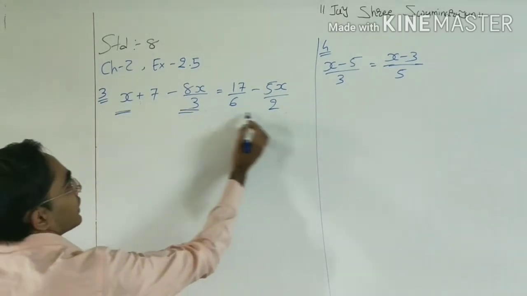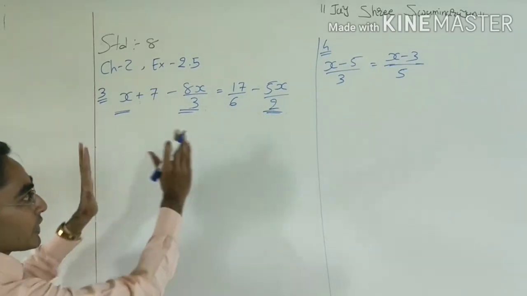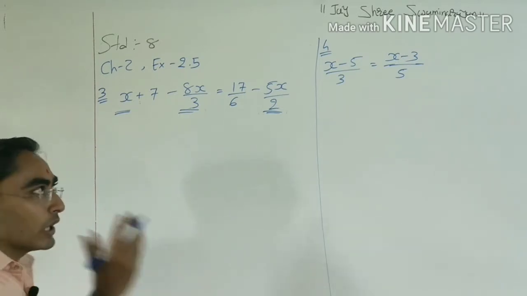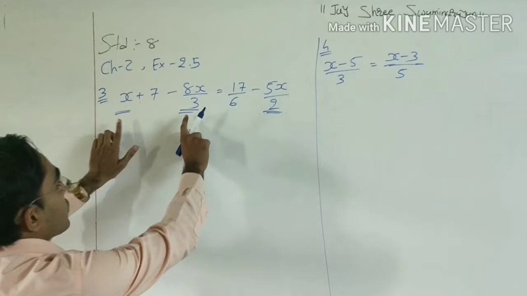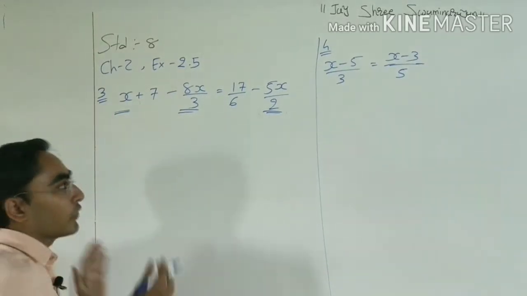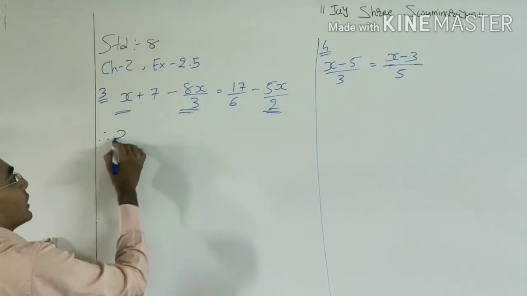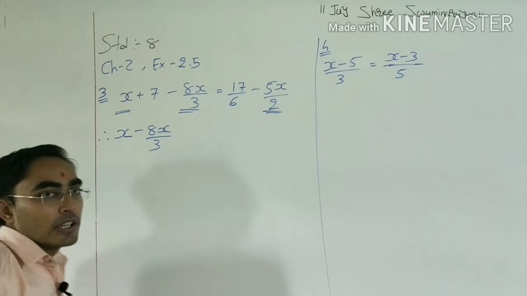This one, and this one. So in total we have 3 terms which contain x. So we need to collect those 3 terms on the left hand side. Right now these 2 terms are already in the left hand side. Okay, so write down x and minus 8x by 3.